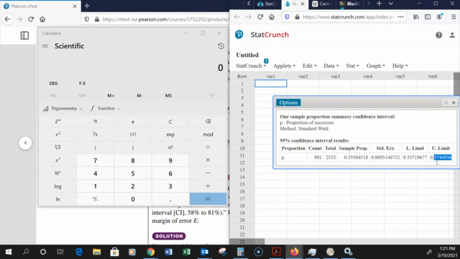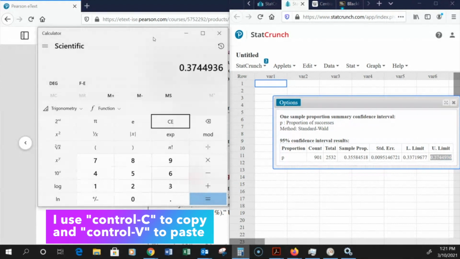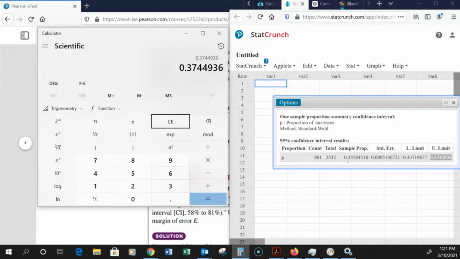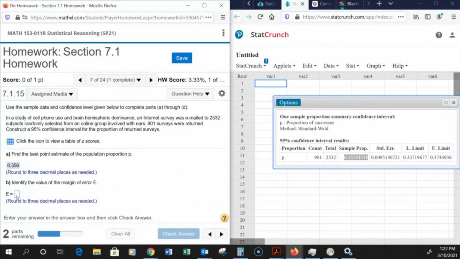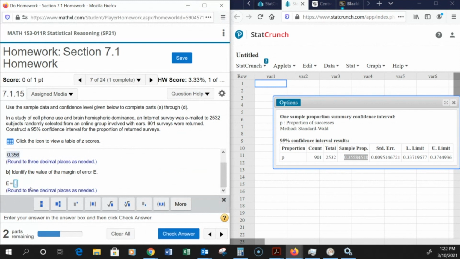In order to calculate E, the margin of error, I take the upper limit, which is 0.3744936, and I can select it, copy it with a Control C, paste it with a Control V, and subtract over in this window the sample proportion. P hat, I copy it with a Control C, I paste it with a Control V, and I get the equals. It's 0.019 once I have rounded things. Getting back to the exercises, I put in that 0.019, 3 decimal places.